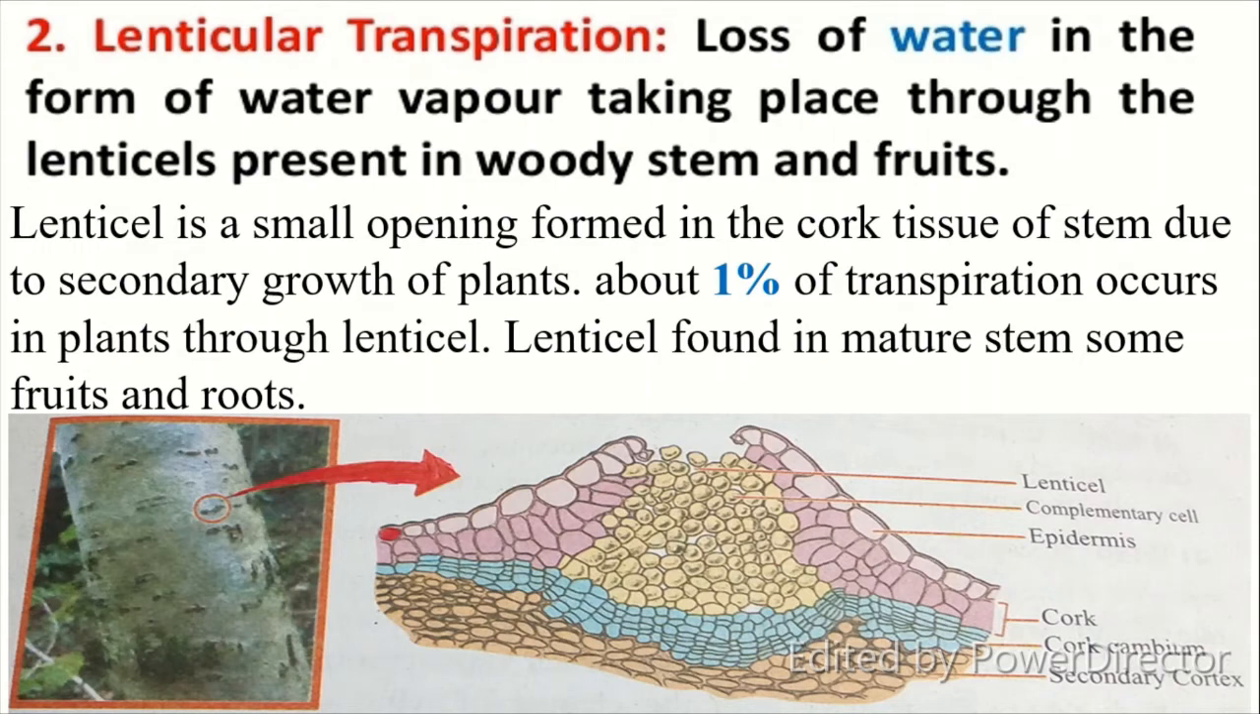For the secondary growth, many complementary cells aggregate around the lenticel, and these cells around this pore are loosely fitted and make a pore. This pore is called lenticel. Through this lenticel, a small amount of water is released. About only 1% of transpiration takes place through the lenticel.